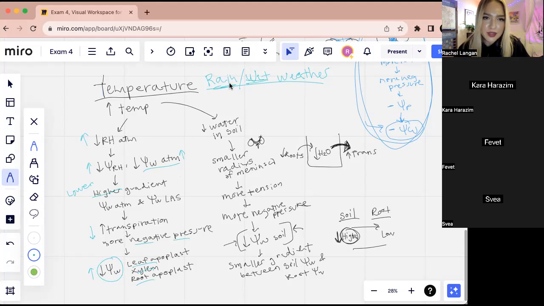So again, if we think lots of rain, then it's the opposite effect. The water in the soil should increase. If there's more water in the soil, you should imagine this all filled up, and that radius of menisci is a lot bigger. If it's bigger, that's actually less tension on these water molecules. There's less pull down. So that would be less tension.